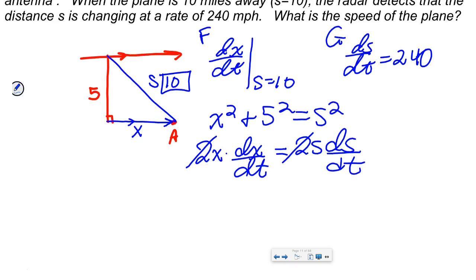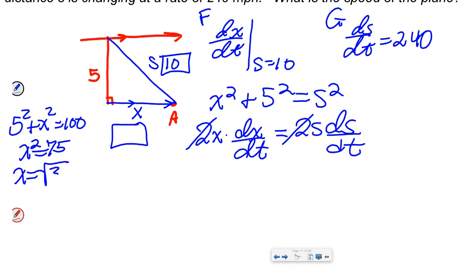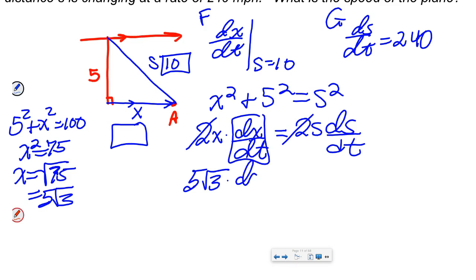Well, what is x when s is 10? I need that because I have to plug it in. So I have 5 squared plus x squared is equal to 10 squared, or 100. That'll give me x squared is equal to 75. x would be the square root of 75, which will be 5 root 3. All right, so I've got 5 root 3 times dx/dt, which I don't know, that's what I'm looking for, is equal to s at that time, which is 10, times ds/dt, which is 240.